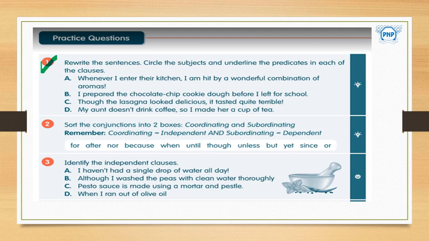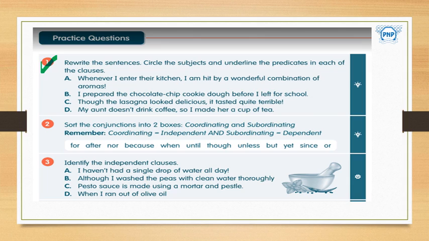Whenever I enter their kitchen, I am hit by a wonderful combination of aromas. So here you have to circle the subjects like this, and underline the predicate. "I am hit by a wonderful combination of aromas", like this. Correct? You have to separate subject and predicate. For a subject, you just circle it, and the predicate you just underline it.